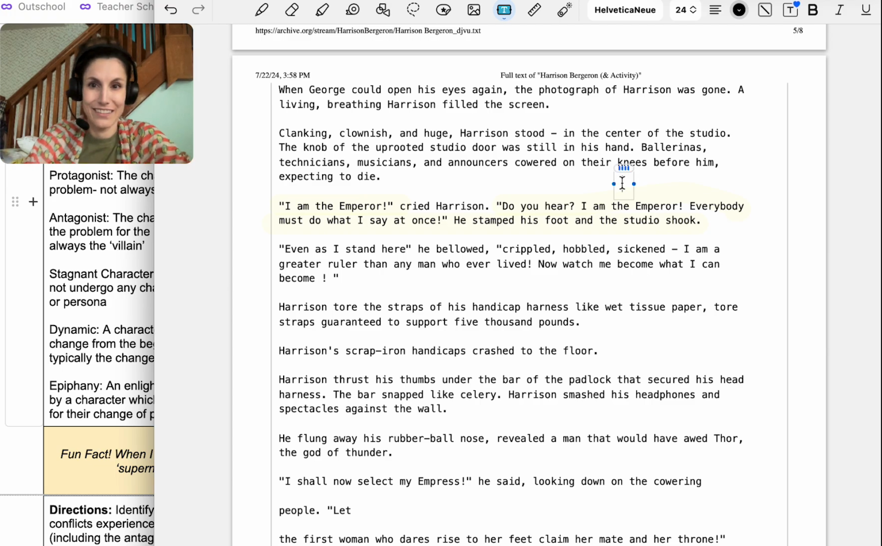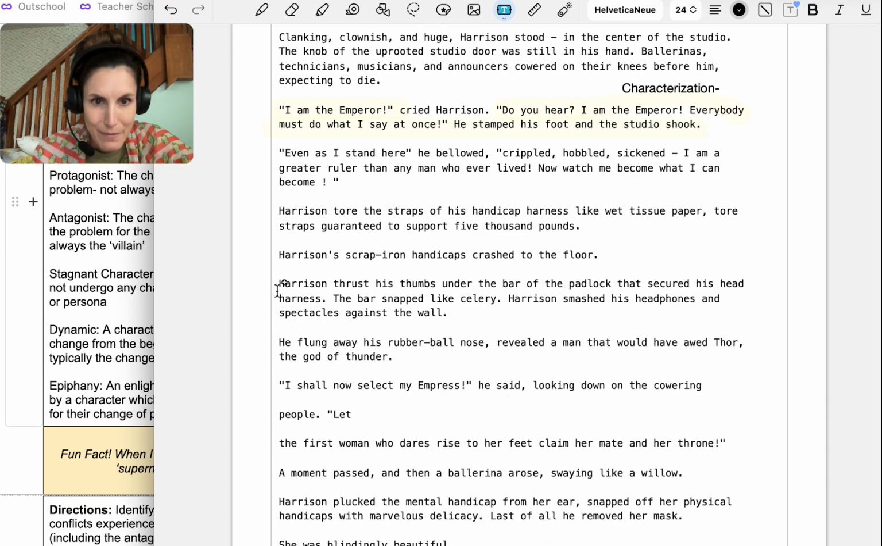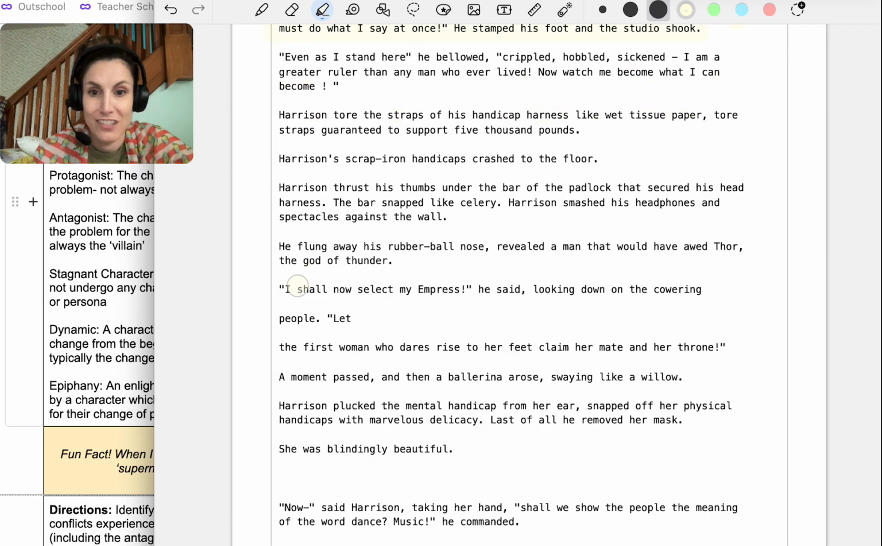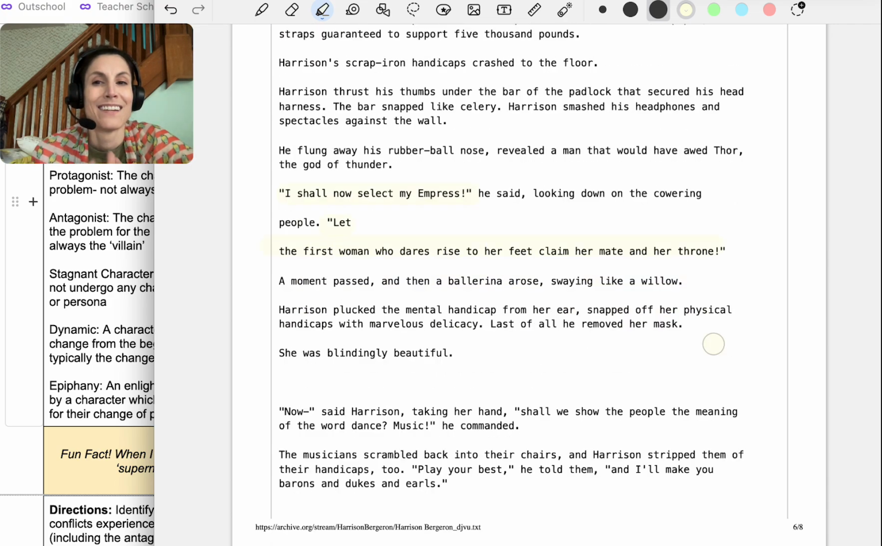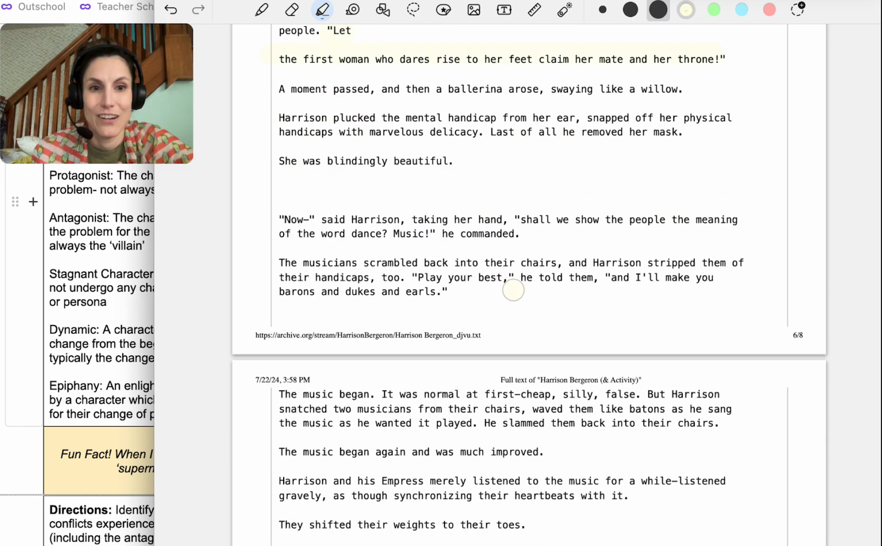So I could say characterization. You might characterize him as arrogant. And even here, he had said something. He's going to select an empress. "Let the first woman who dares rise to her feet, claim her mate and her throne." So one ballerina finds this offer appealing. And then he also is talking about "play me your best."